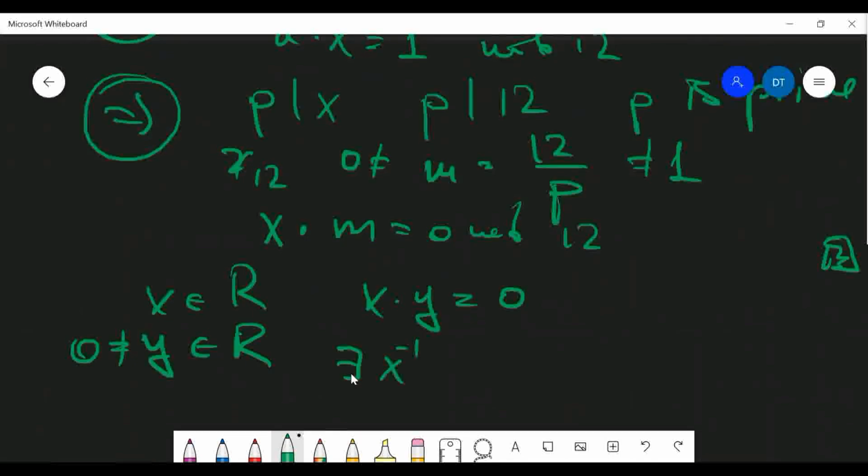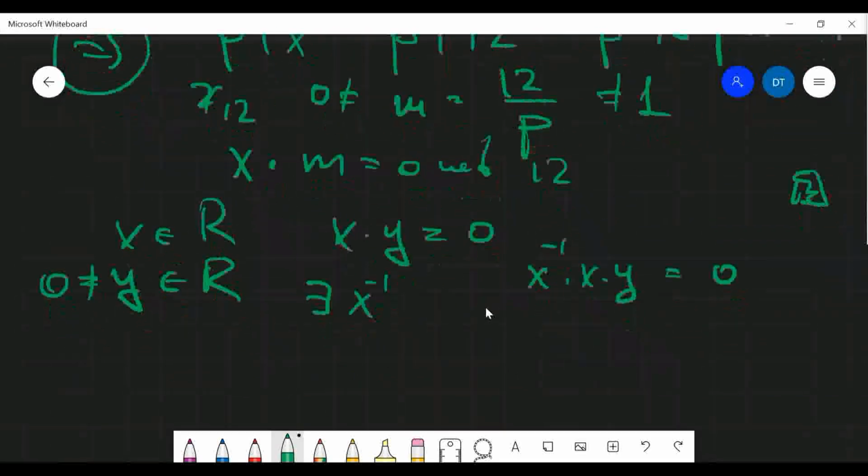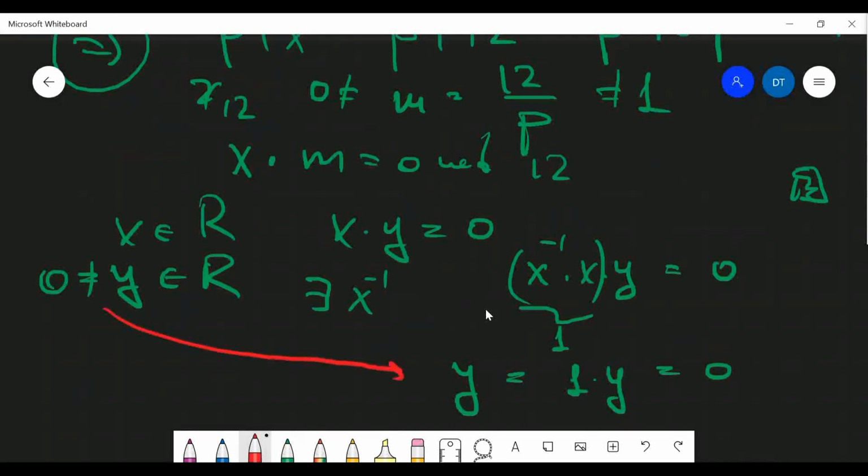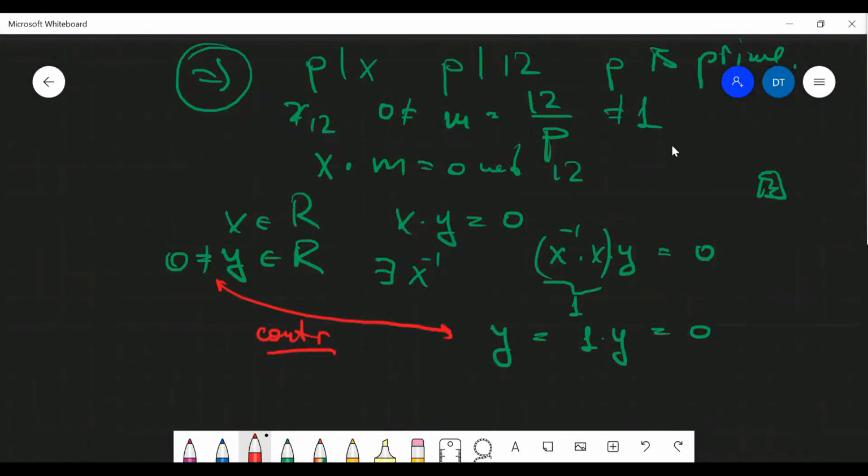Then you can multiply this equality by x inverse on the left. So you will get this. And because we know that multiplying 0 by anything will be 0, but now you can use these parentheses, and this gives you 1. So the result is 1 times y equals 0, and this is just y. And here is the contradiction. Okay, so a 0 divisor is never invertible.